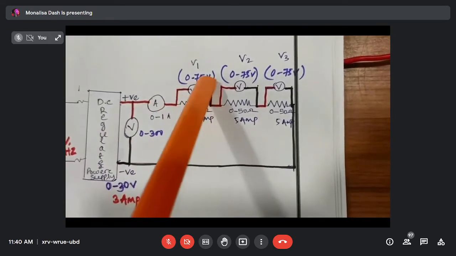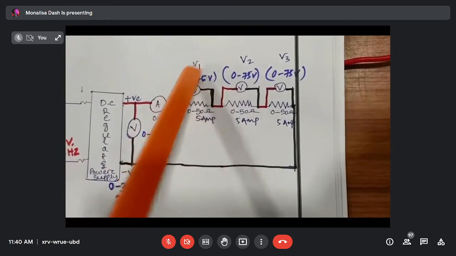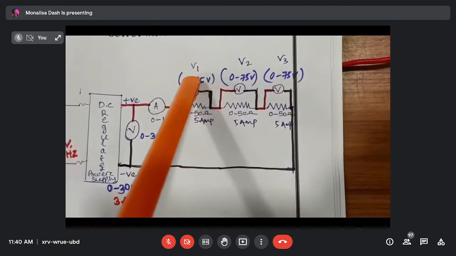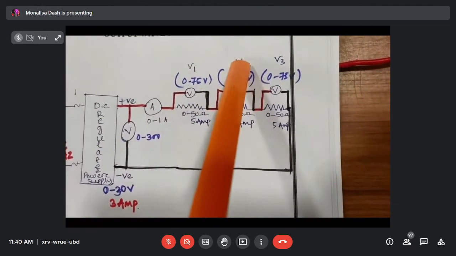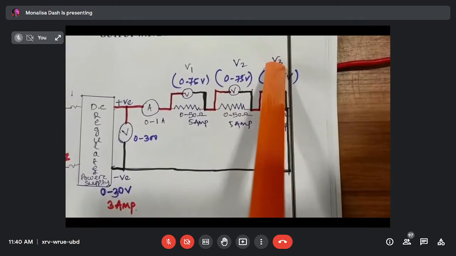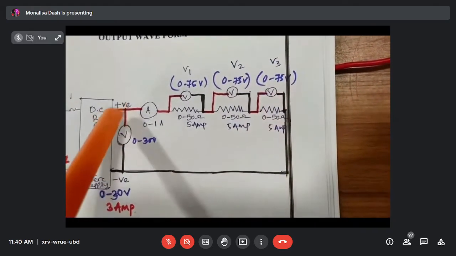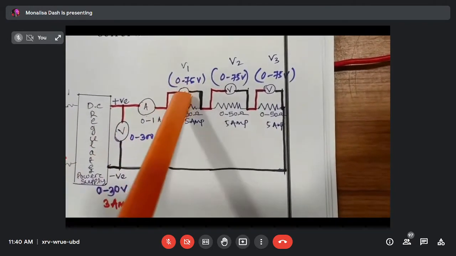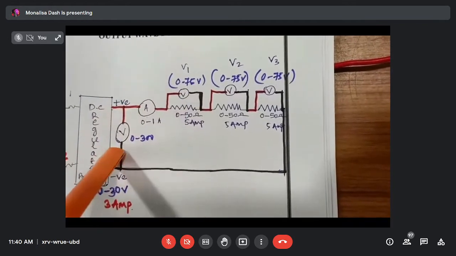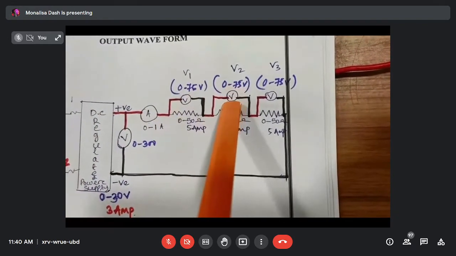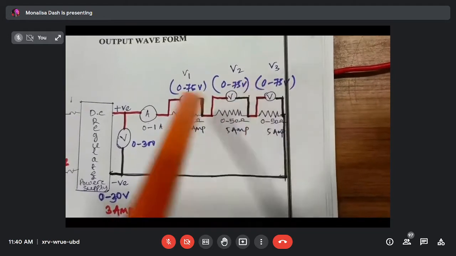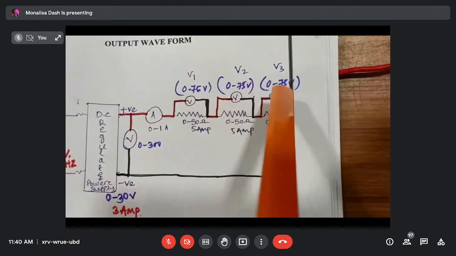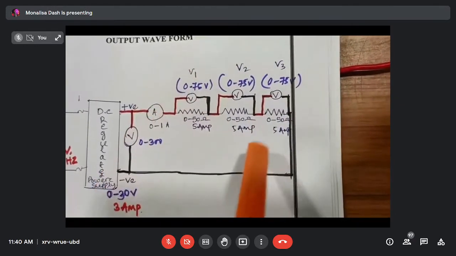Then across each rheostat, one voltmeter is there. Suppose this is R1, then this voltmeter is V1. Suppose this is R2, this is V2, this is R3, this is V3. The total voltage V: if total voltage V is equal to V1 plus V2 plus V3, then KVL is verified.